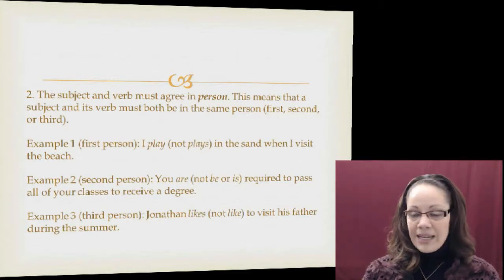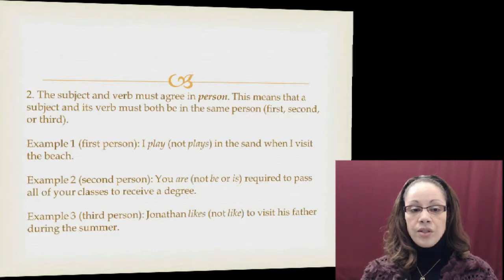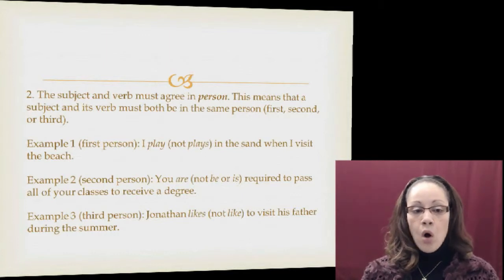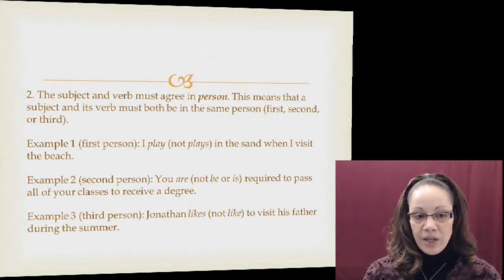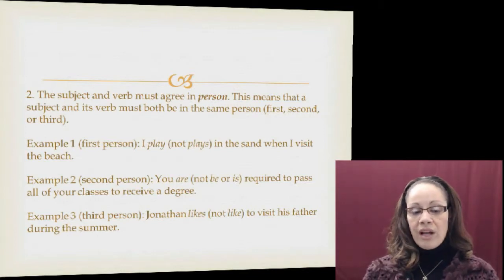You are, not be or is, required to pass all of your classes to receive a degree. Let's find our verb. Are is our verb. Who or what are? You is our subject. We have our second person pronoun matching our verb, are. And our third example is a third person pronoun as our subject. Third person as our subject.